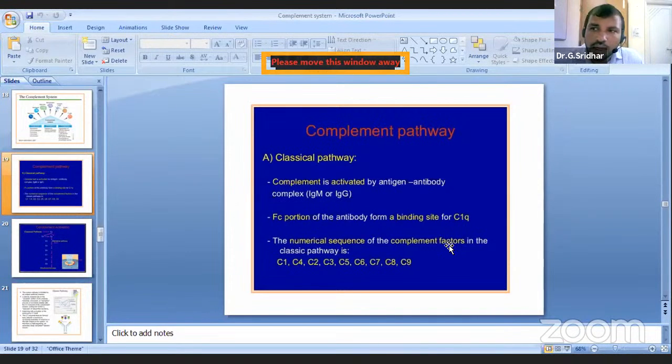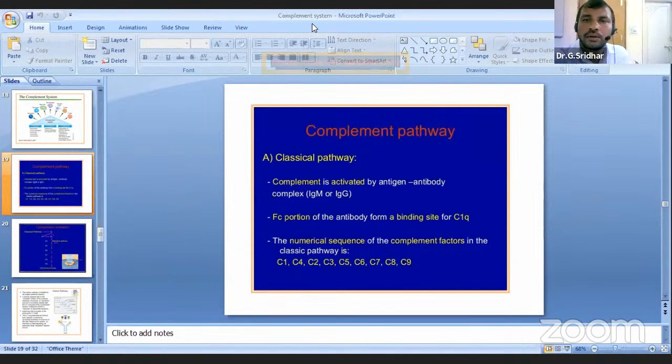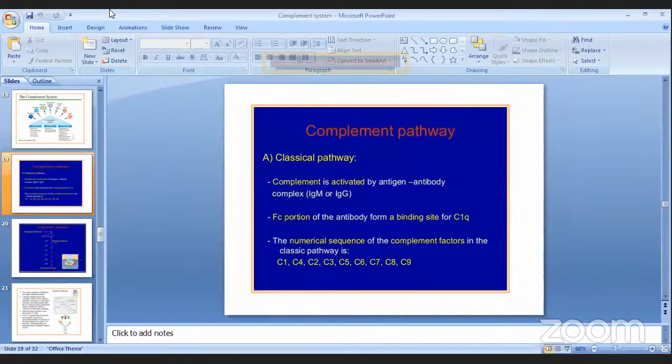Then what is the complement pathway? I already told you complement pathways are of 3 types. What are the 3 types? The classical pathway, that is the first and most important pathway. Then the alternative pathway, and the lectin or mannose pathway. What exactly will you find in the complement pathway? As I said, complement pathways are 3: classical, alternative, and lectin pathway.